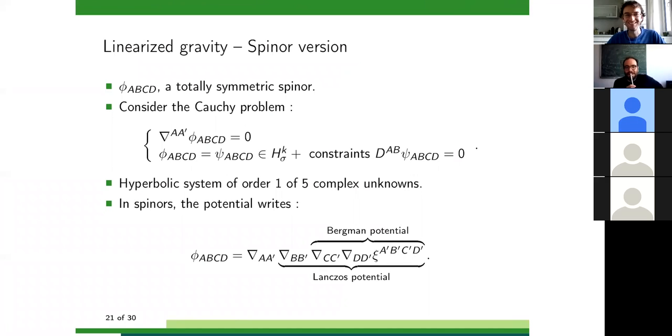Okay. So for those of you who know Penrose notation, everything can be written in a much easier way in terms of Penrose notation. So I'm taking a totally symmetric spinor which is divergence free. So this is a Dirac equation for spin two. And I'm taking data, and the constraints are just that, in terms of space spinors, the initial data are divergence free. So now it's becoming a hyperbolic system of order one with five complex unknowns, and the relation with the potential is crystal clear now. But if you don't know Penrose notation, let's forget about that.